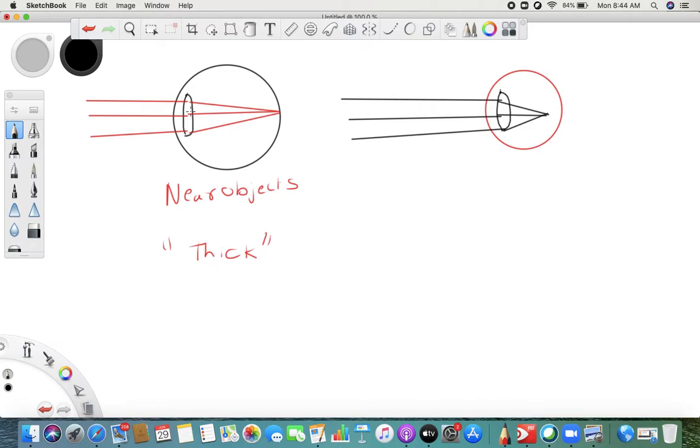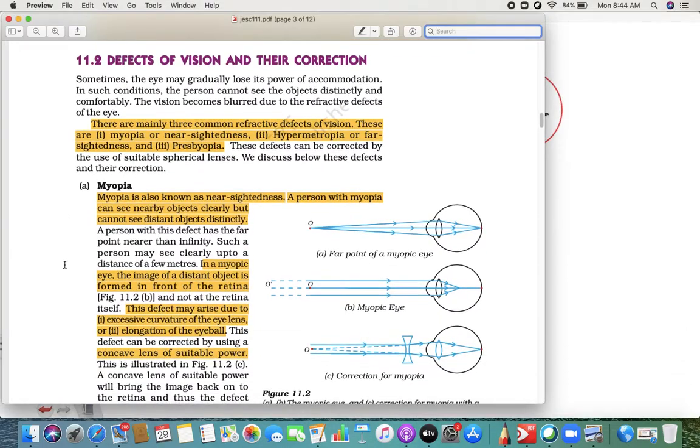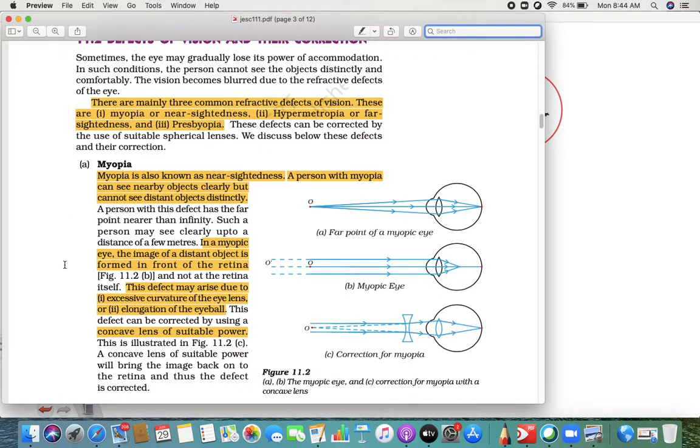So what are the two reasons I told you? The first is excessive curvature of the eyeball. Can you see here what the excessive curvature is? The lens will become thick only. It does not become thin as per the requirement. So in order to see far things, your lens has to become thin.